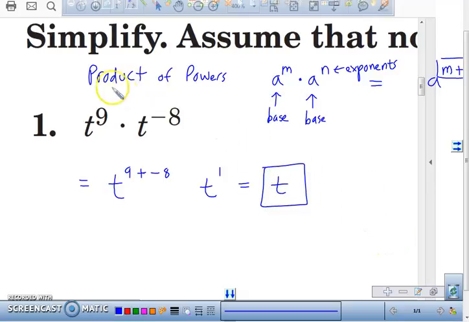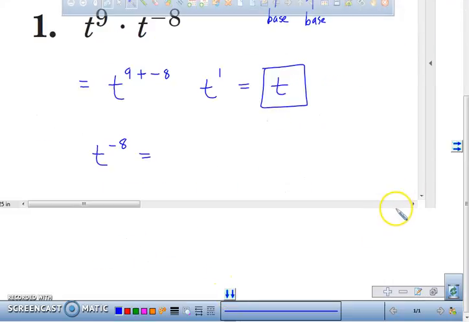Now that is using the concept of the product of powers where you simply take the powers and add them together. Now, there's another concept that you need to understand in your journal. I want you guys to understand what a negative exponent actually is. Positive exponents help us get to really, really big numbers. Negative exponents help us get to really, really small numbers. T to the negative 8 by itself means 1 over t to the power of 8. That's what t to the negative 8 actually means.